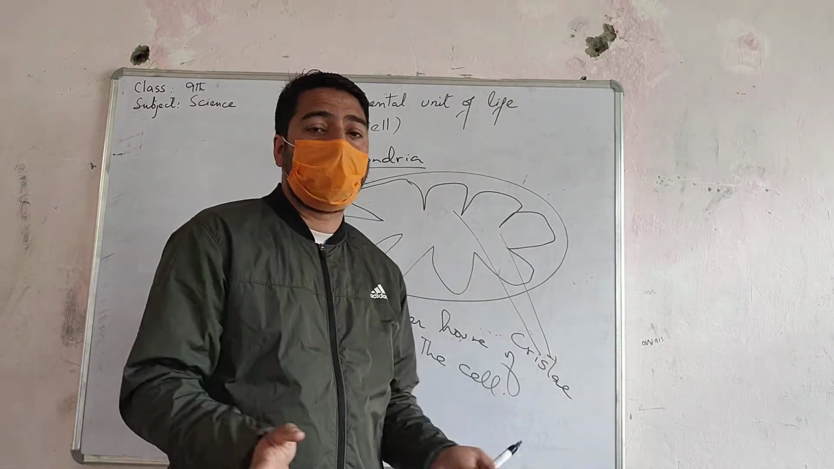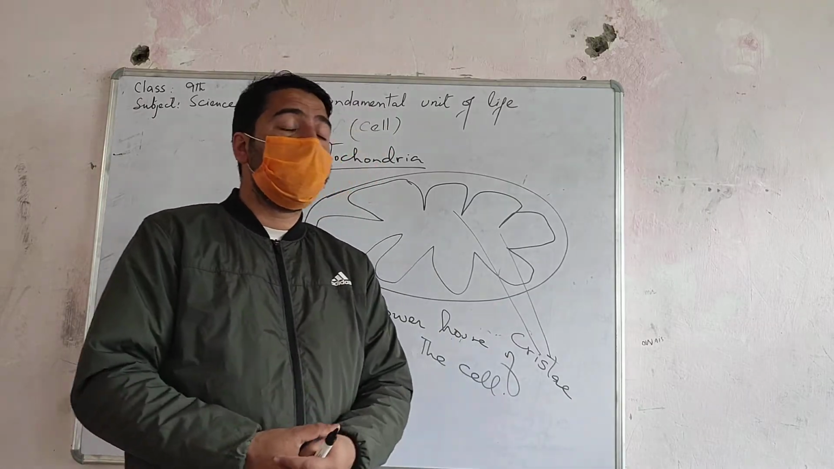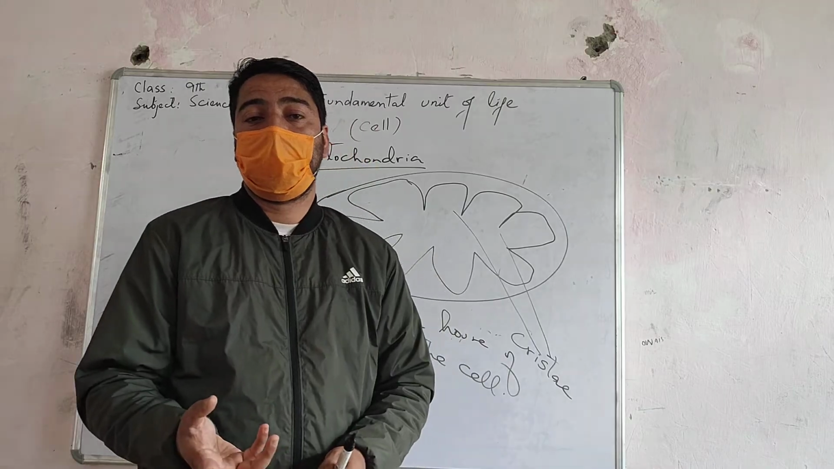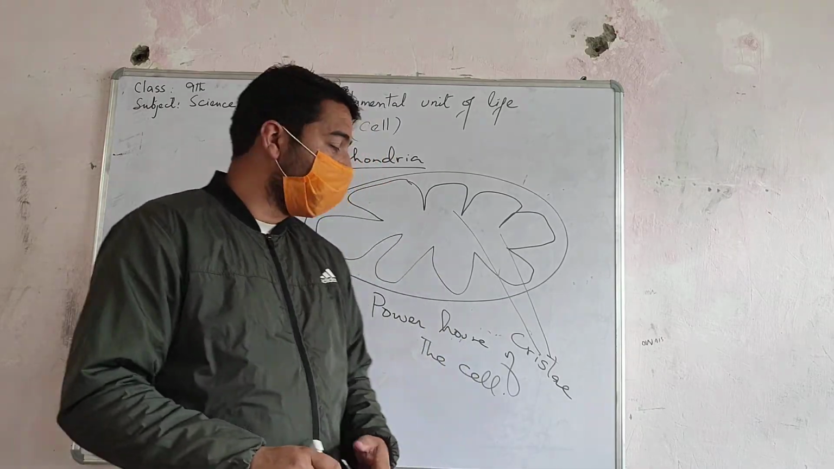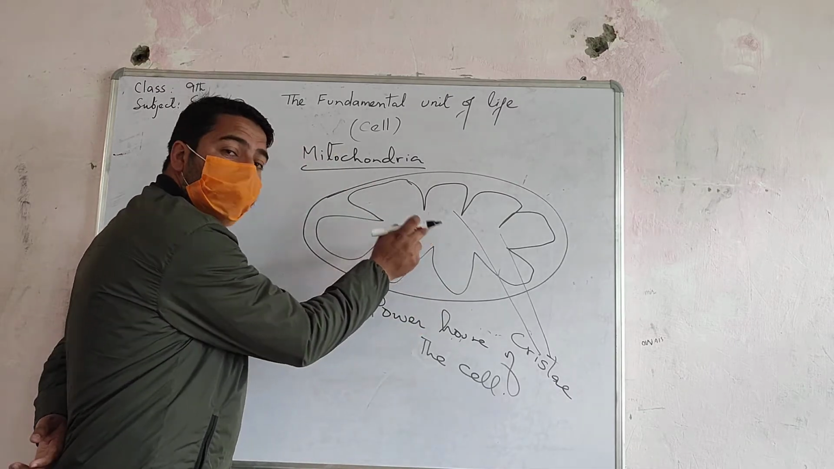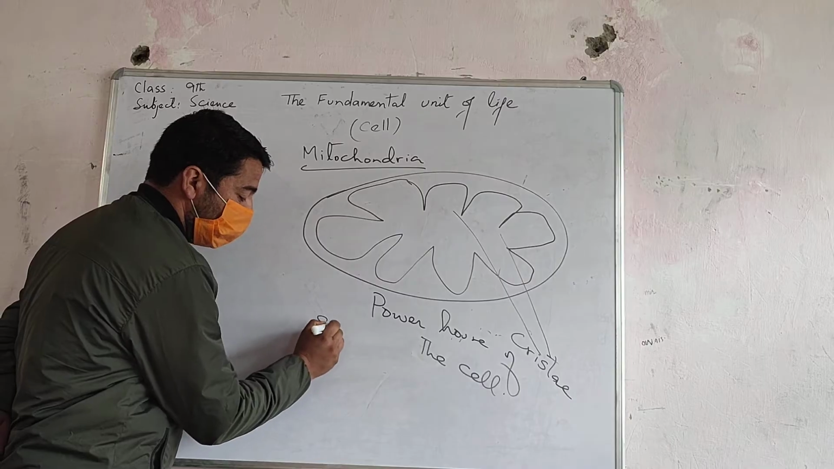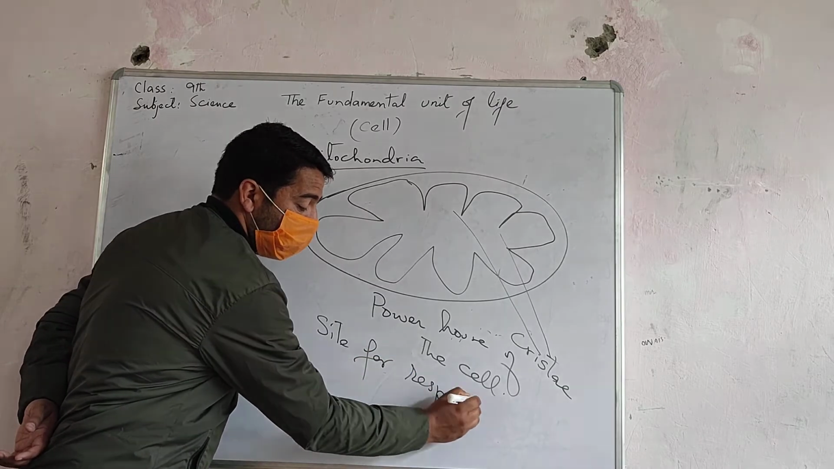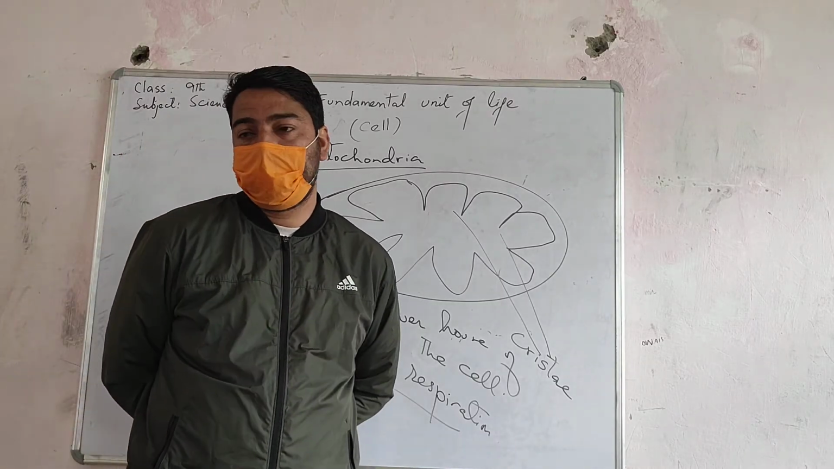For all these activities to be carried out, we have to move from place to place. We have to grow, and all these activities need energy. And this energy comes from food. The nutrition, the food which we take, is the prime source of energy. So this energy comes from the food, and the mitochondria, this very cell organelle, is the main site of respiration. The site for respiration is mitochondria, or mitochondria is the site where respiration takes place.